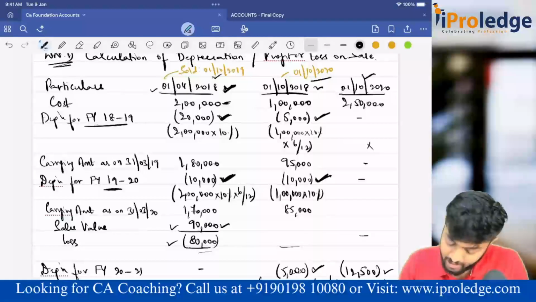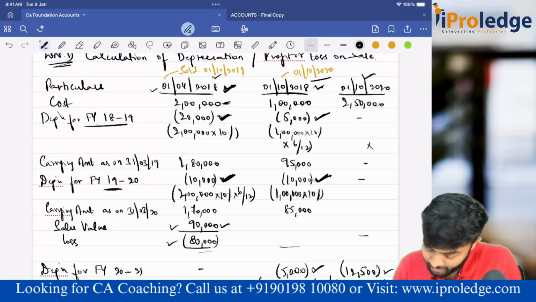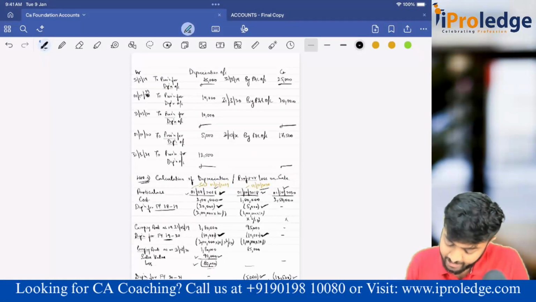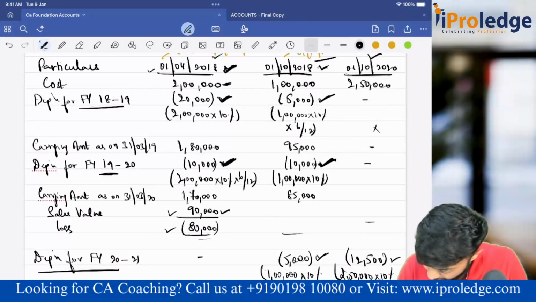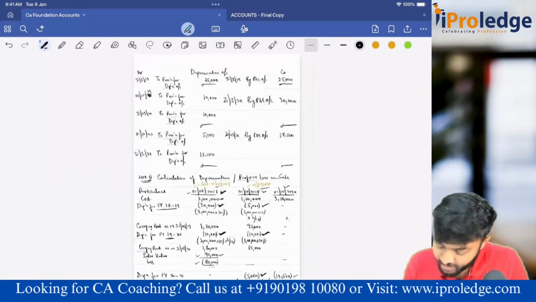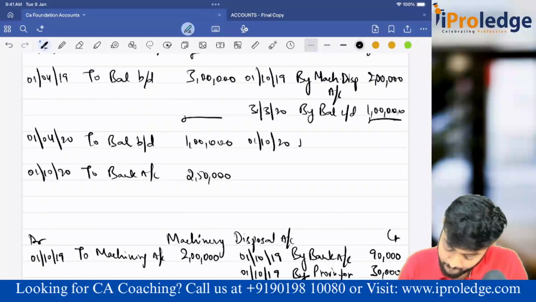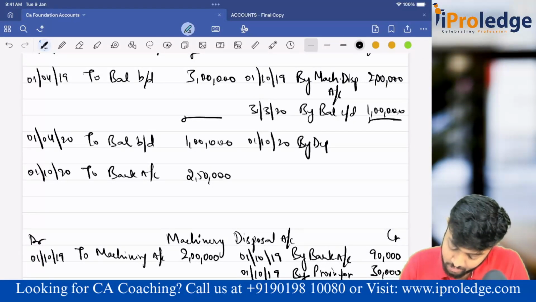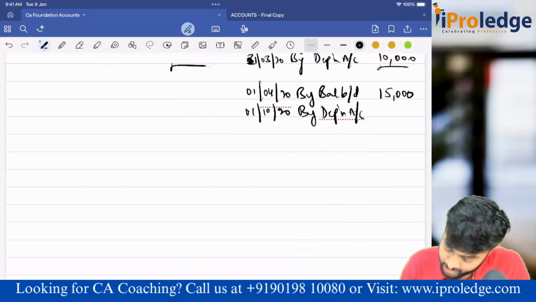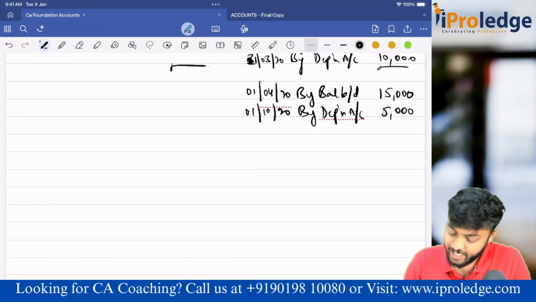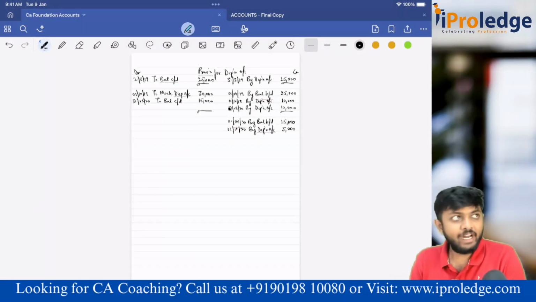So this is what I am selling. So in that year, 10,000 is the depreciation for the full year, but till the date of sale, I am giving depreciation of 5,000. So by depreciation account, 5,000. Second is all the bank entry and stuff.